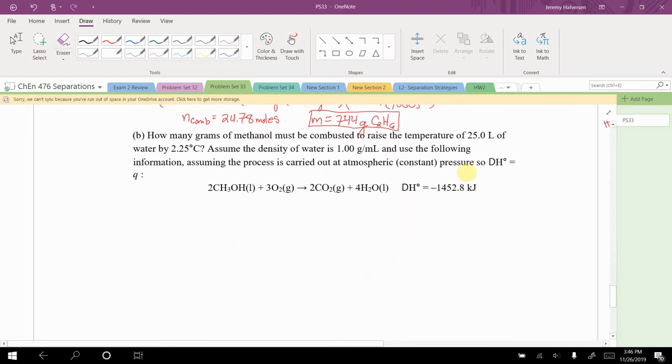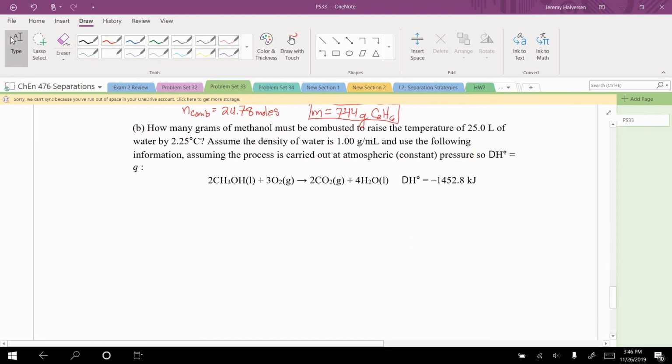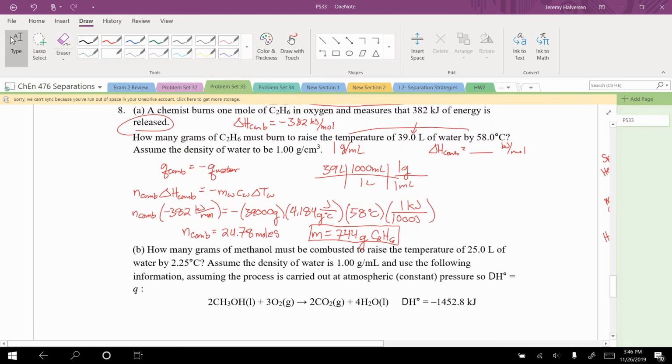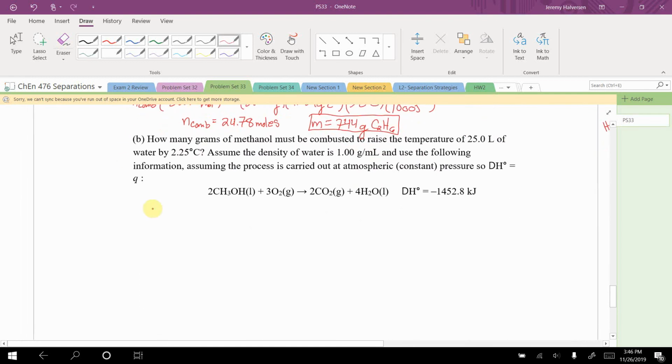Okay, last one on problem set 31. How many grams of methanol must be combusted to raise the temperature of 25 liters of water by 2.25 degrees Celsius? Give me the density. This to you should sound very similar to the last problem, like almost identical. How many grams of C2H6 must burn? How many grams of methanol must be combusted? Right. So the setup's going to be very similar.